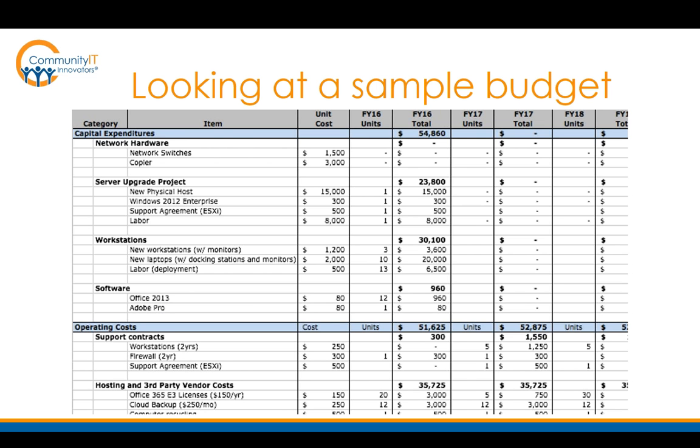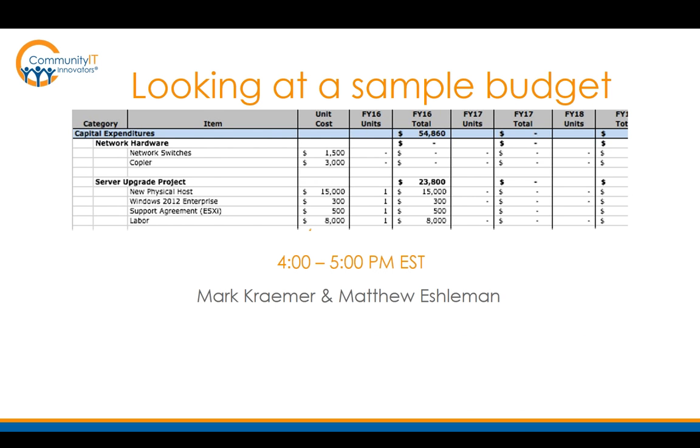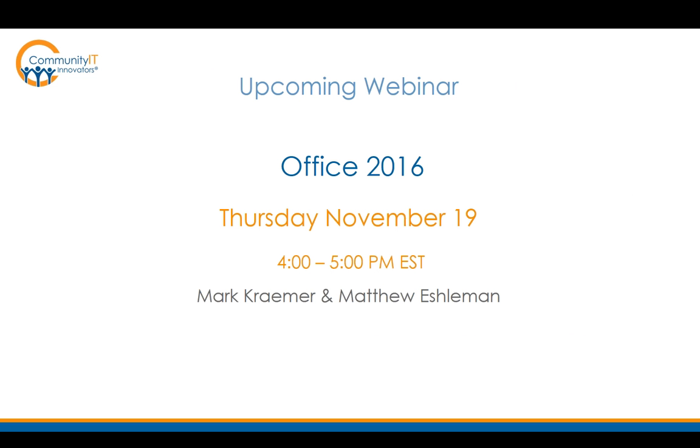The main thing I want to show you here again is the different way that we categorized it, using the capital expenditures and operating costs, as well as the fact that this is a 3-year budget with specific hardware categories, and so on and so forth.